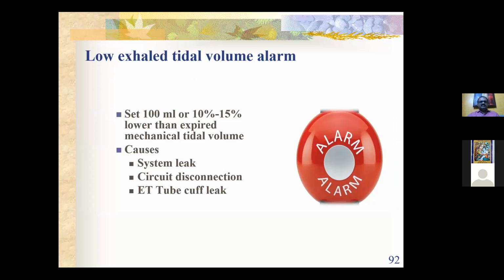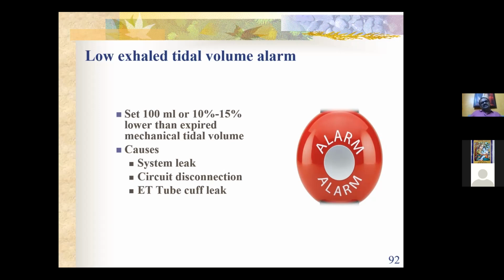Then the other thing you set is the low exhaled tidal volume alarm. We usually keep it around 100 ml or 10 to 15% lower than the expired mechanical tidal volume. If you see the ventilators, they show an inspired tidal volume and an expired tidal volume. Usually the difference between inspired and expired tidal volume should be less than 50. Otherwise, there will be alarms because that shows there's a leak happening.